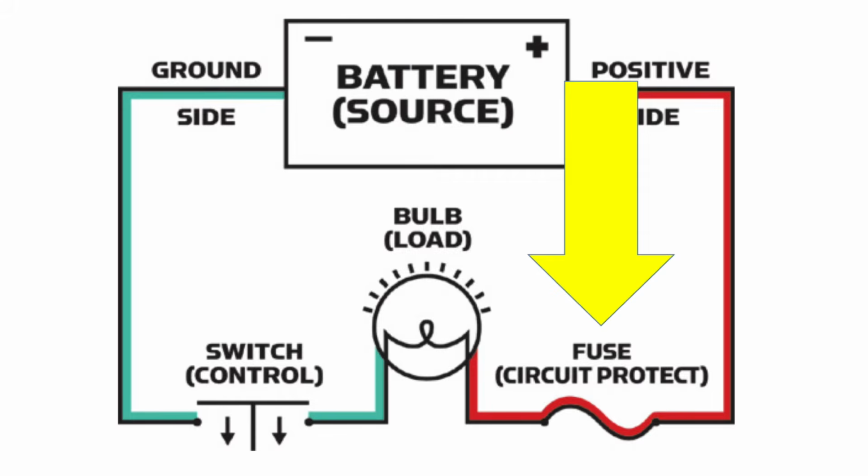Fourth are the circuit protection devices. These are always located on the positive side of the circuit and are there to protect against accidental shorts to ground before the load. Fuses, circuit breakers, and fusible links are all circuit protection devices. And finally, we have to have a complete path from the source to the load and back again. Usually this means a wired connection on the positive side, but not always on the ground side.